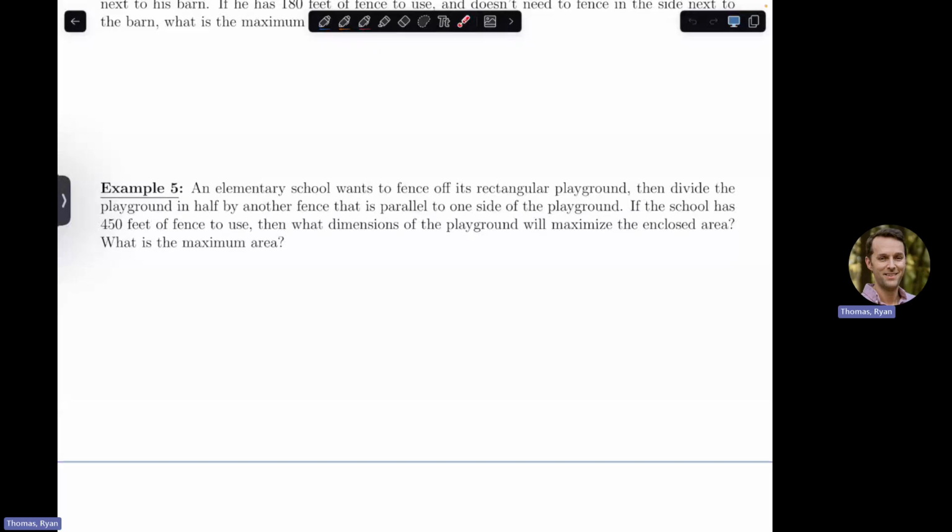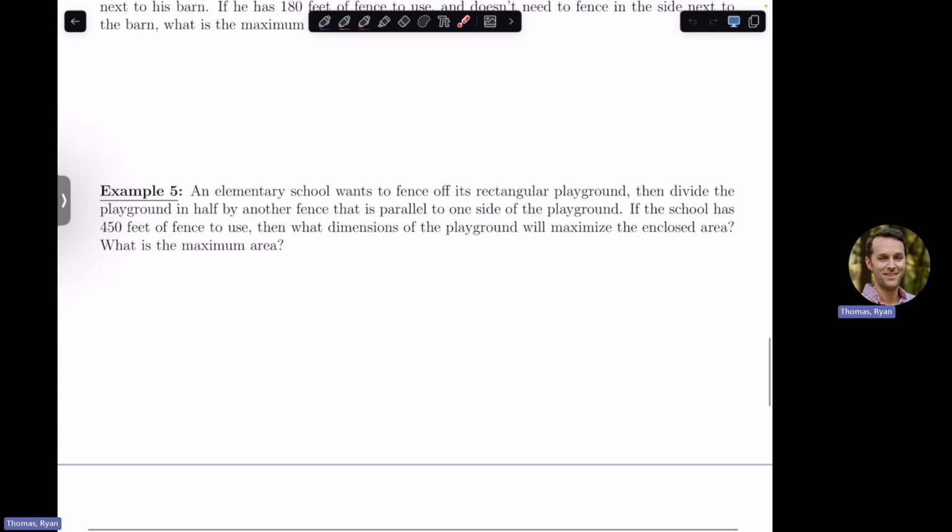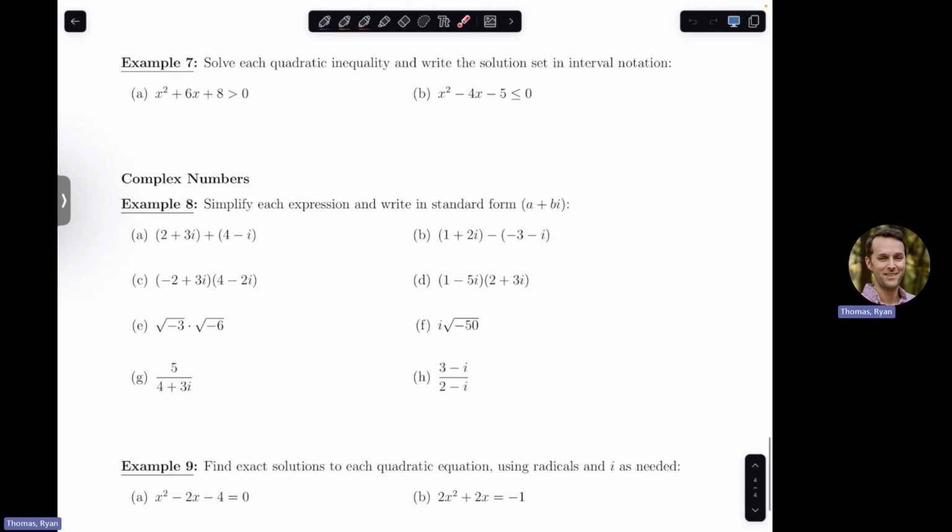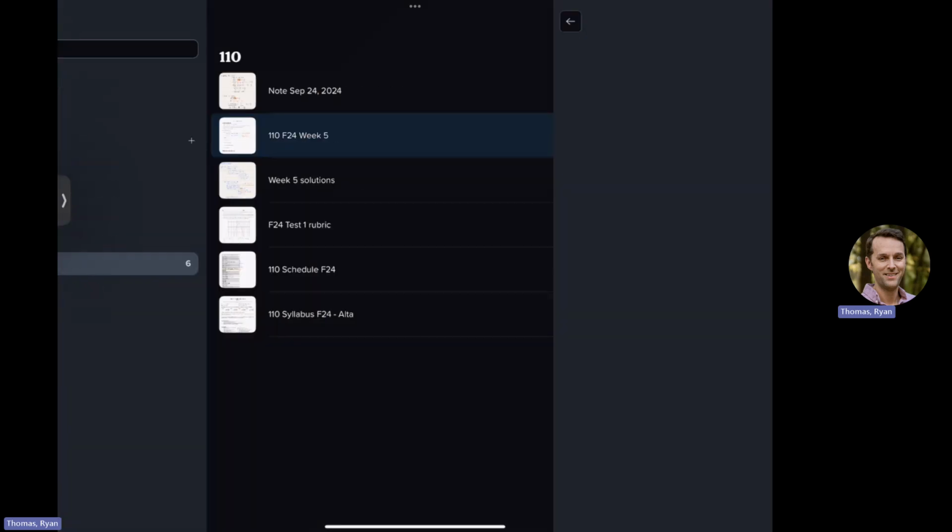We talked about this. Here it is. This area optimization sort of problem, right? Farmer Ed building a barn. I don't know where I actually did that. Probably on a different sheet. Yeah, there we go.